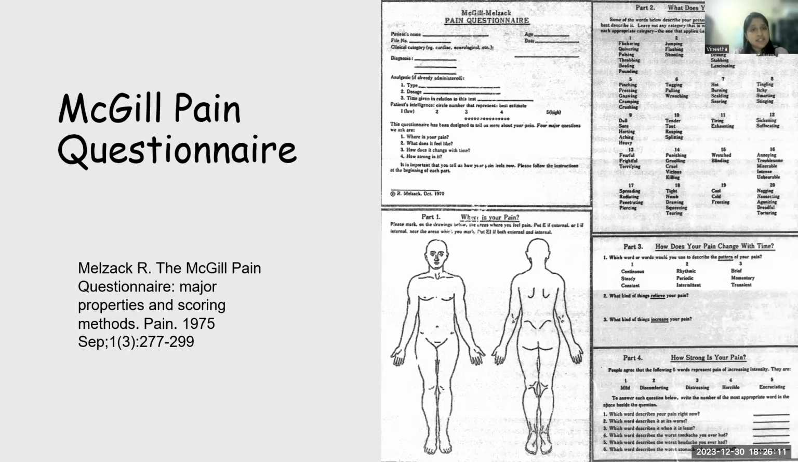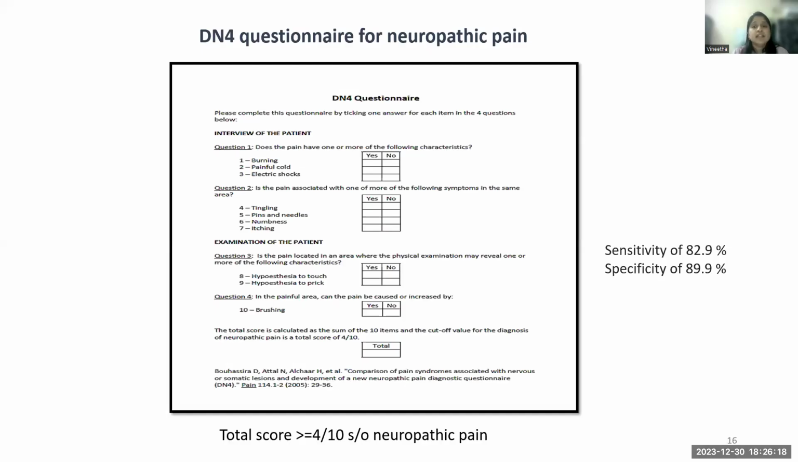This is an example of a multidimensional pain scale, the McGill Pain Questionnaire and the Brief Pain Inventory. This is another one that I constantly use. I told you initially that a patient may have both nociceptive as well as neuropathic components. So you can use this questionnaire, the Douleur Neuropathique 4 questionnaire, the DN4 questionnaire.